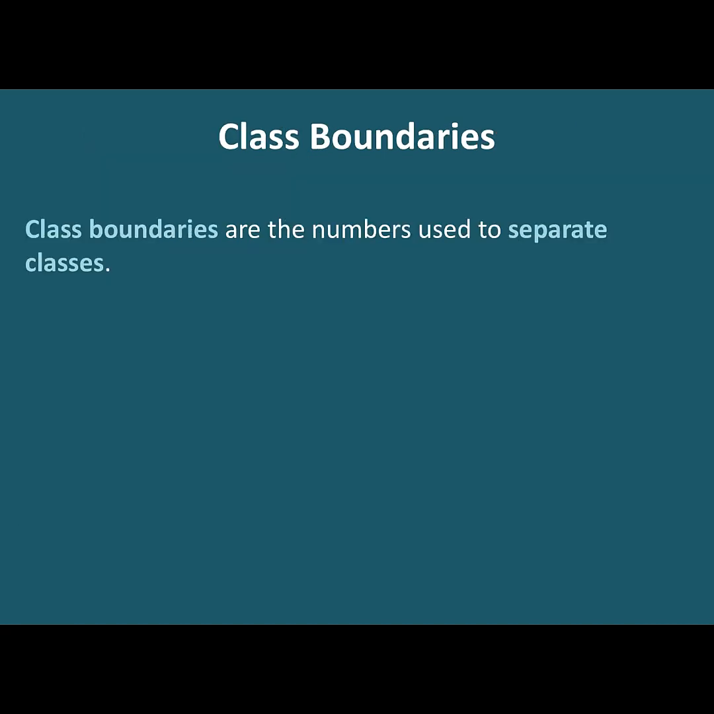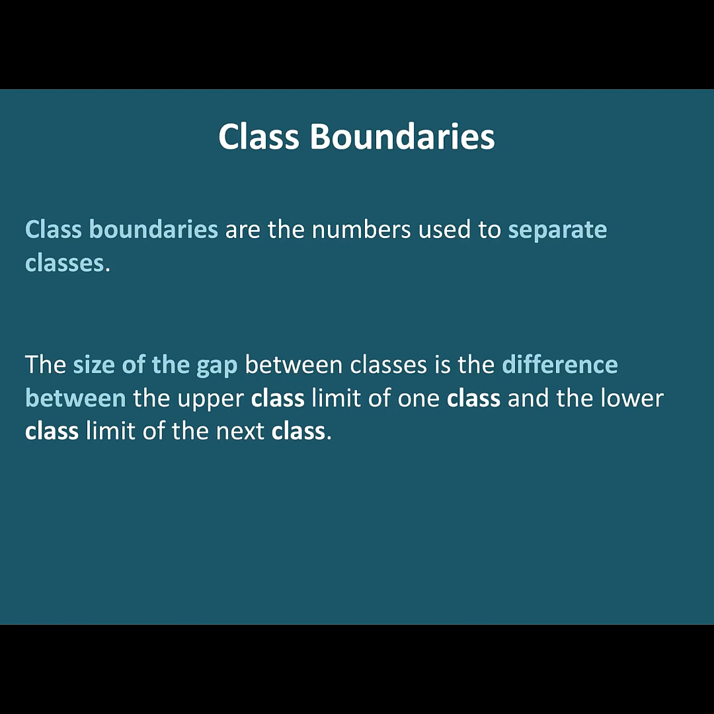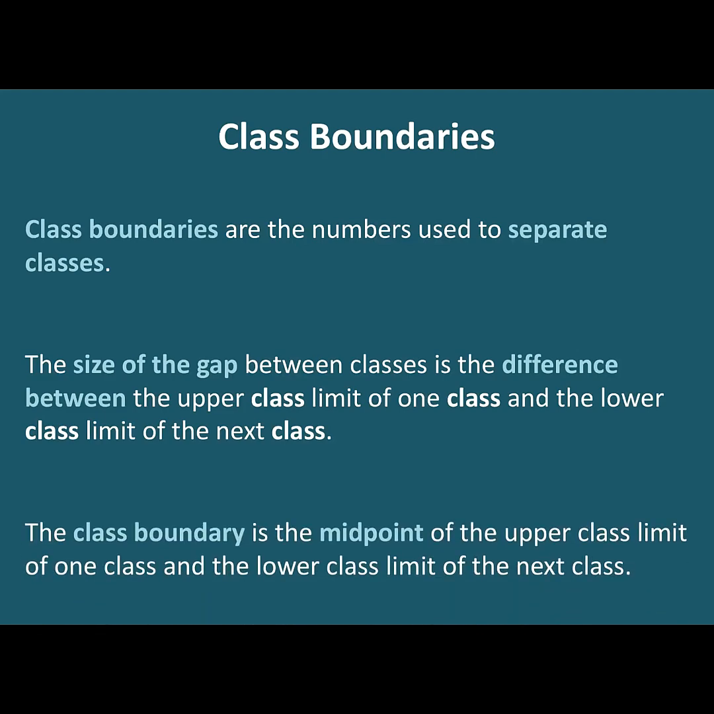Next, we find class boundaries. Class boundaries are the numbers used to separate classes. The size of the gap between the classes is the difference between the upper class limit of one class and the lower class limit of the next class. The class boundary is the midpoint of the upper class limit of one class and the lower class limit of the next class.